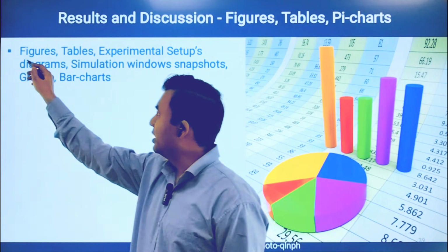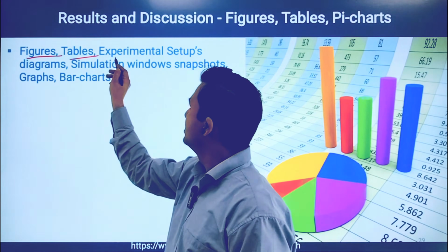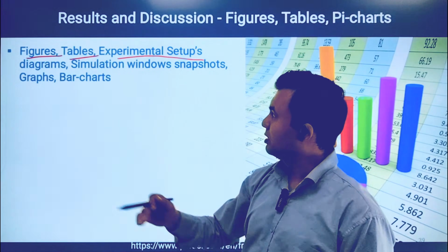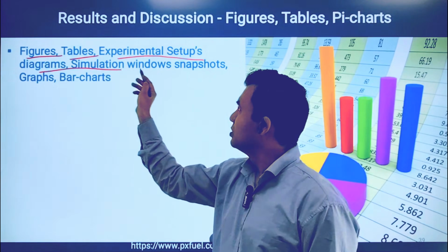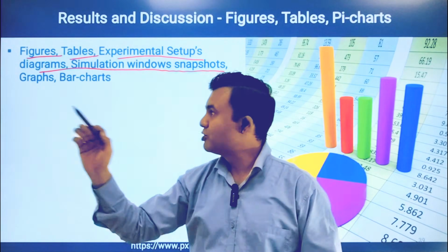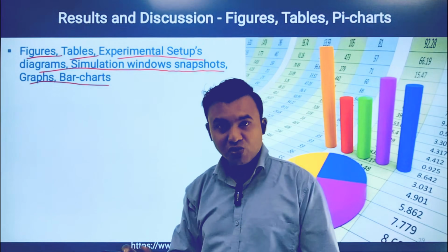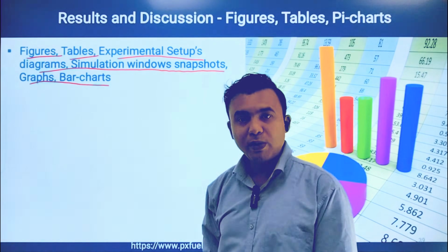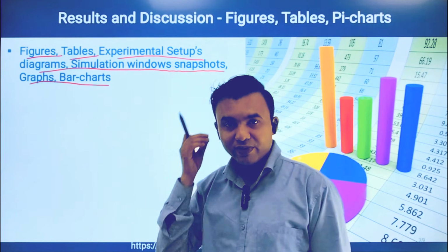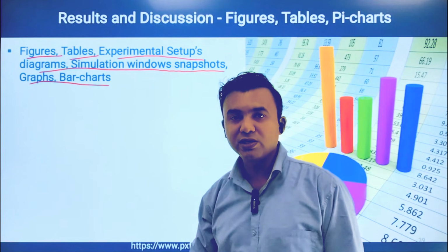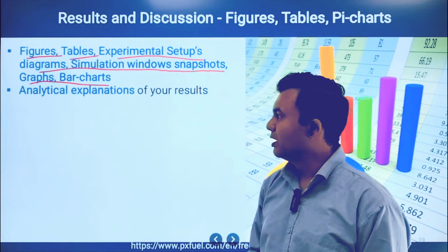Results and discussions, right? Use figures, tables, experimental setups, diagrams, simulation windows, snapshots, graphs, bar charts, use them. Otherwise, the paper will look dull and it gets rejected. And we also lose motivation because it is getting rejected very frequently.